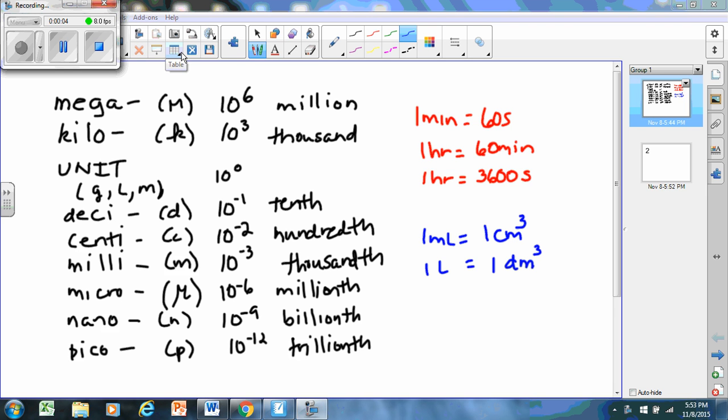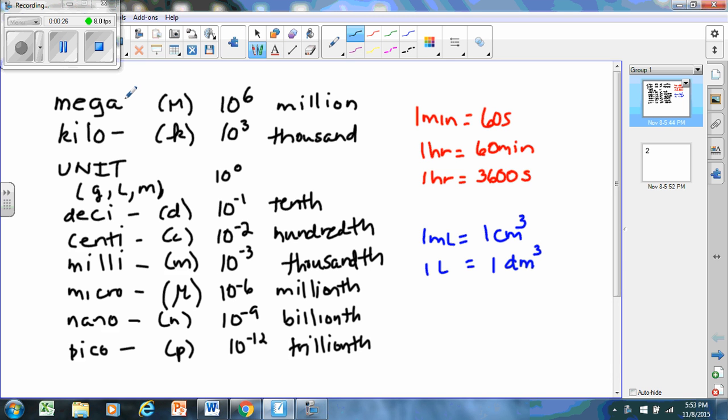Okay, these are the prefixes for the factor label method. They do get a note card on the test, so they can have the prefix and the meaning of the prefix and all of that to help them.